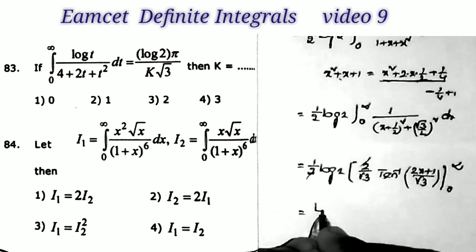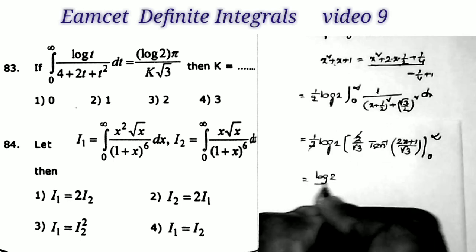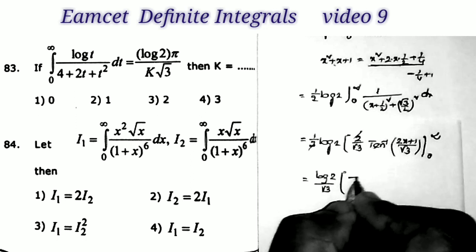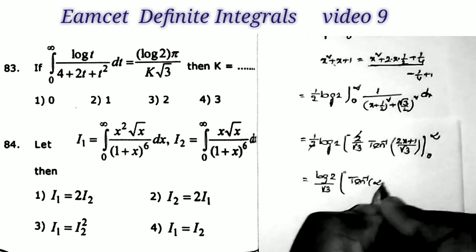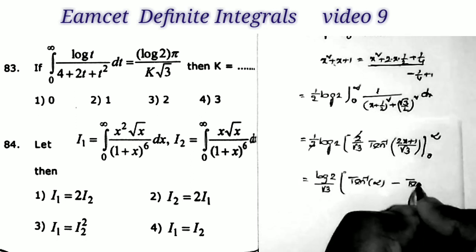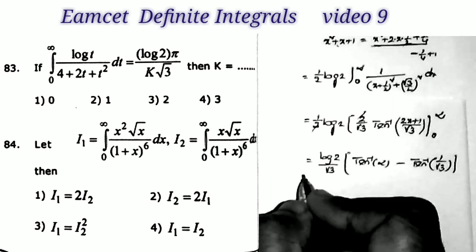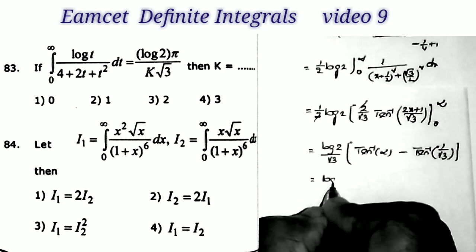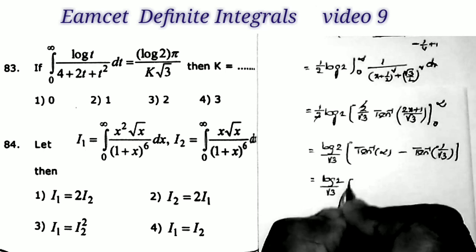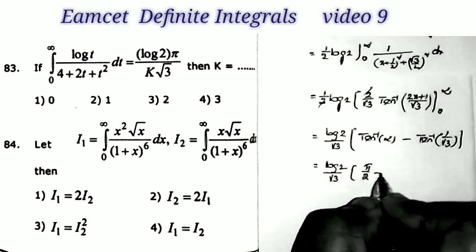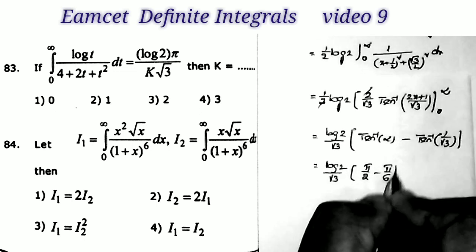Now replacing the limit values here, that is log 2 by root 3 into, first replacing x is equal to infinity, that is tan inverse of infinity, minus, replacing x is equal to 0, it becomes tan inverse of 1 by root 3. Now this is equal to log 2 by root 3 into tan inverse of infinity, which is pi by 2, 90 degrees. Tan inverse of 1 by root 3 is equal to 30 degrees, pi by 6.